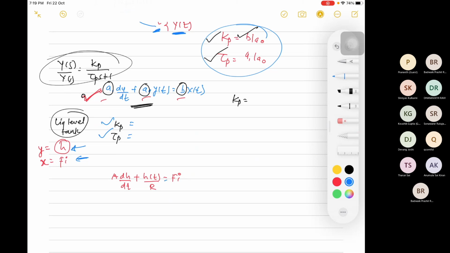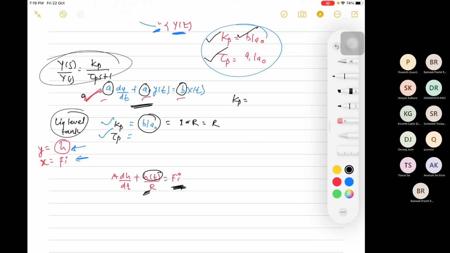Kp is what? Kp is always output upon input, or no, it is input upon output. So Kp is always the coefficient of input upon the coefficient of output. What is input? Input is this. What is the coefficient of input? 1. What is the coefficient of output? Output is your height. What is the coefficient of height? 1 by R. So you will get R. How? This b is 1, into R, that is, the inverse of 1 by R. You will have this R.